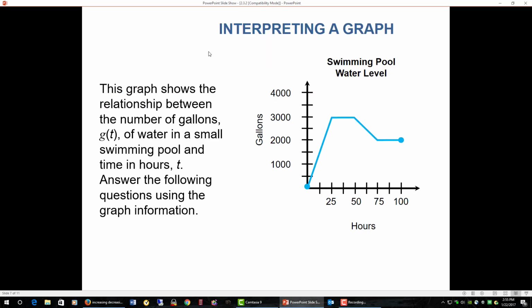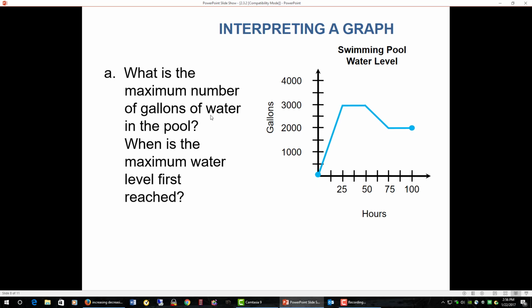Now, how do you use this in real life? I mean, that is the student's overwhelming question. So let's look at a graph here. It says this graph shows the relationship between the number of gallons G of water in a small swimming pool and the time in hours T. All right, so not everything in math is always X and Y. In this case, the X-axis is talking about time T in hours, and Y is talking about number of gallons. It says answer the following questions using the graph information here.